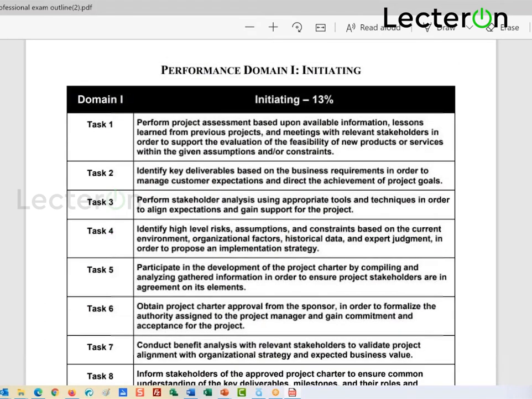By compiling and analyzing information to ensure project stakeholders are in agreement on the elements, participate in the development of the charter. Obtain a charter approval from the sponsor in order to formalize the authority assigned to the project manager and gain commitment and acceptance for the project.